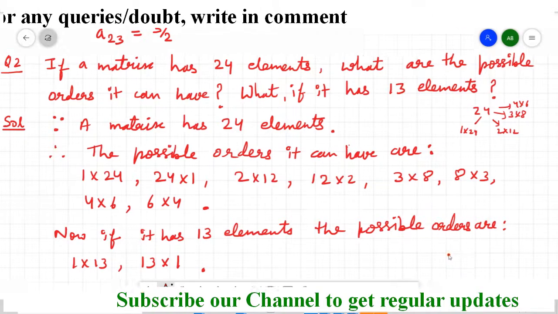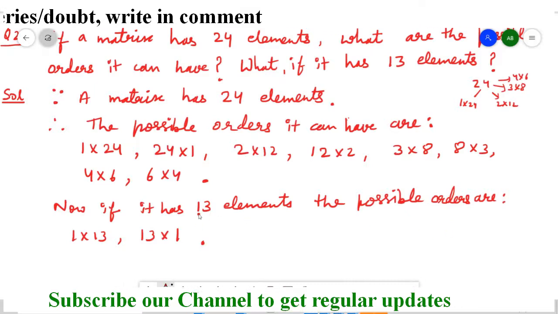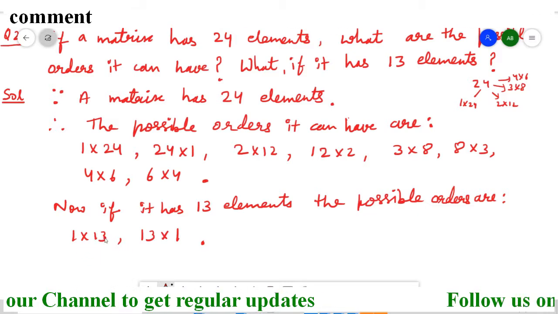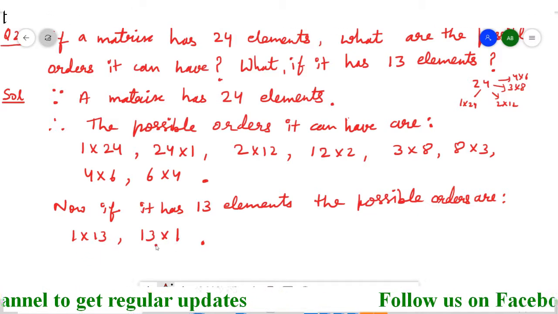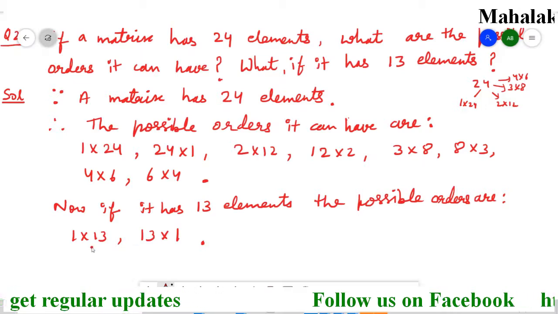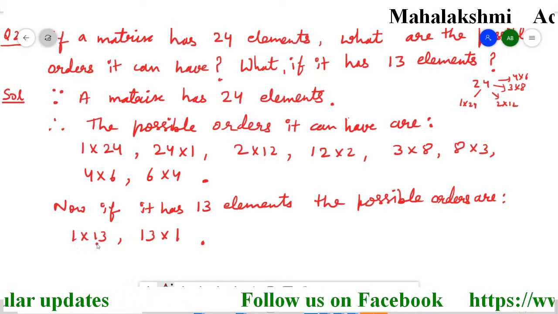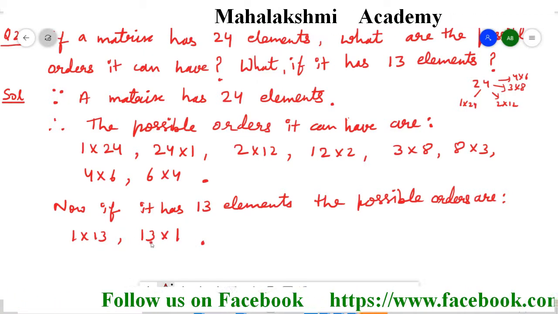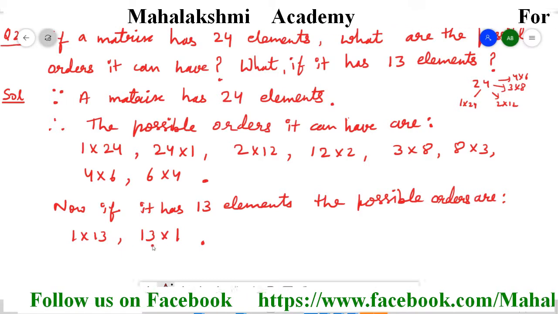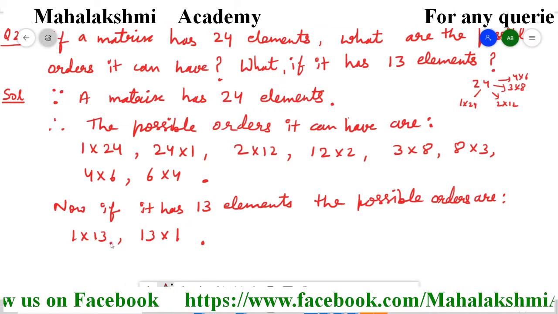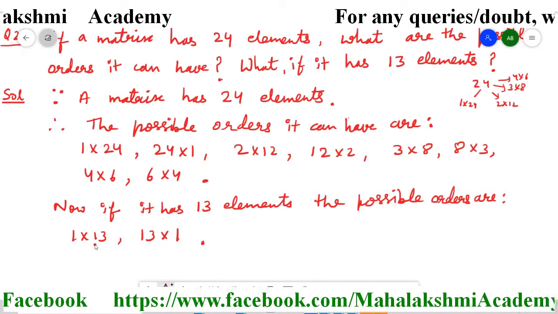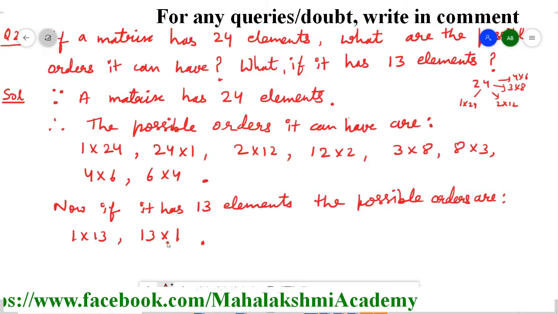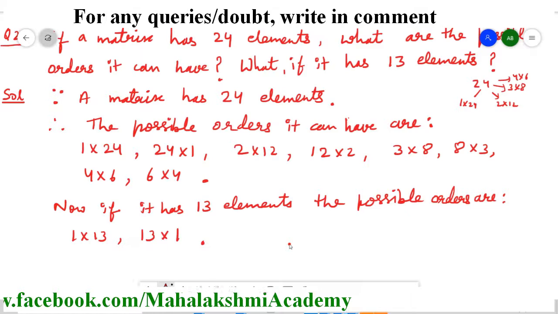Now suppose the same matrix has 13 elements. Since 13 is a prime number, divisible only by 1 and itself, its order is going to be 1 into 13 and 13 into 1. And the meaning is different, students. The first place is for the row and the second place is for the column. This order means 1 row and 13 columns, and this order means 13 rows and 1 column. So they are different, but the number of elements is the same. In this matrix the number of elements is 13, and in this matrix also the number of elements is 13. So like this the question is completed.